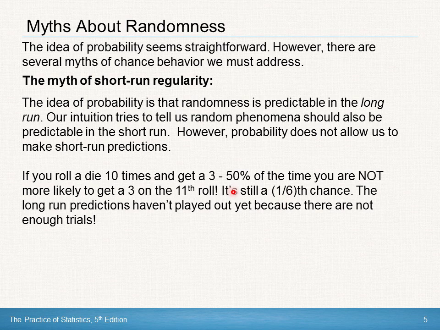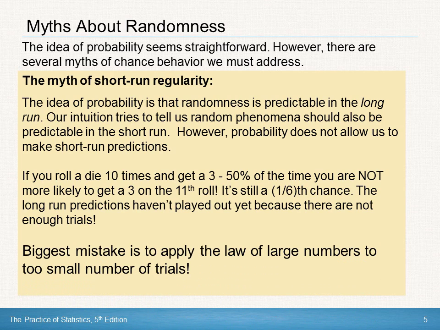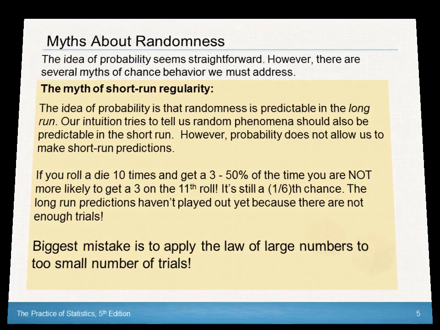You still only have a 1/6 chance of getting a 3 on the 11th roll. The probability of getting a 3 every single solitary time is not changing. The long run predictions haven't played out yet because there aren't enough trials. This is just the short run. The long run predictions tell us that the probability sort of evens out. You're giving every number on that die an equal chance of being rolled by rolling it 1,000 times or 500. Okay, the biggest mistake is to apply the law of large numbers to a too small number of trials. There's no specific rule, just logically think about it. 5 trials is not very large, 500 is a lot.